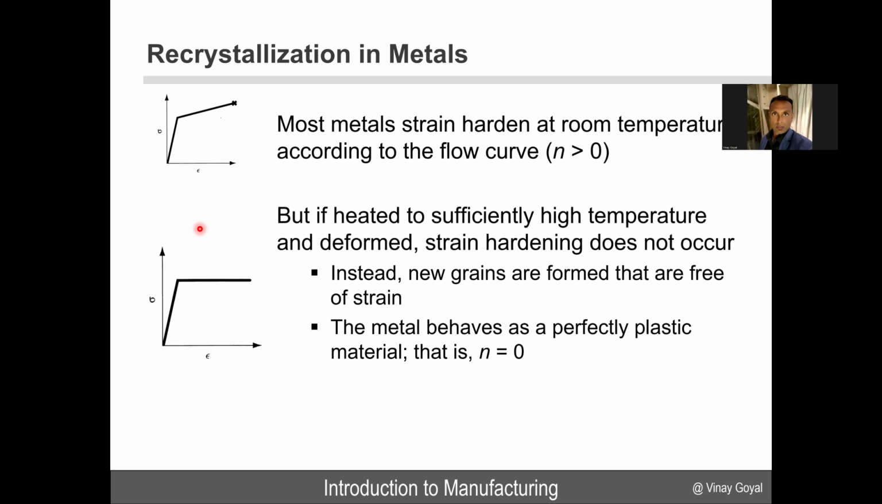So why are stress-strain curves important? Because that's where recrystallization in metals becomes important. Most metals strain harden at room temperature in this manner, right? But if you heat the material sufficiently at high temperatures and you deform it, the strain hardening does not occur anymore. Instead, the benefit is that you get new grains to form that are free of strain. So the metal behaves as a perfectly plastic material, n equals 0. So there is a way of getting stress-free new grains to be formed, and that can be done if you heat up the material and you deform it during that time.